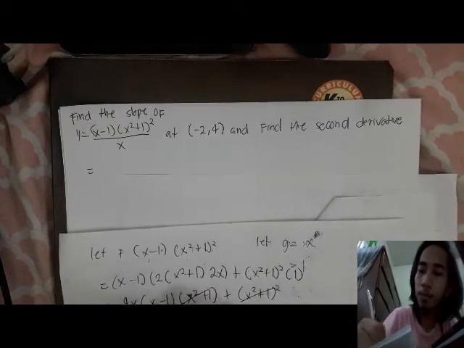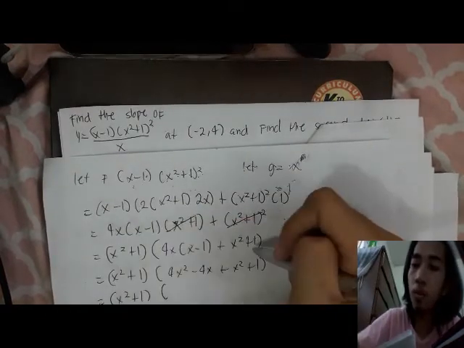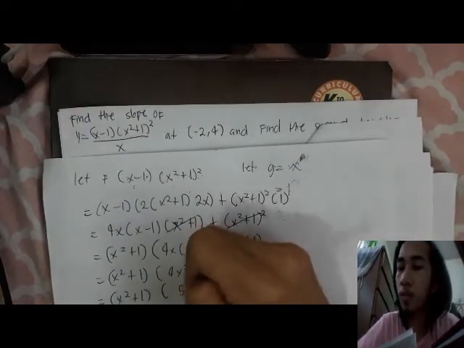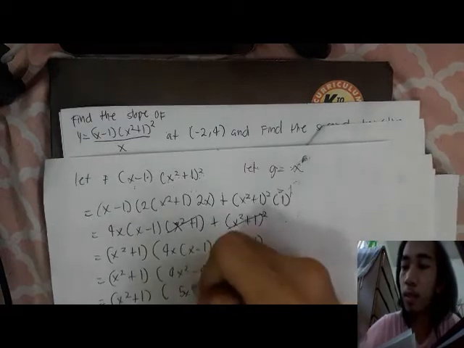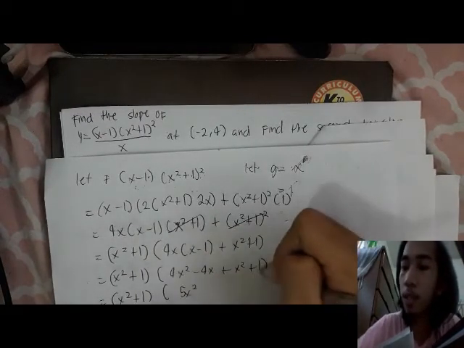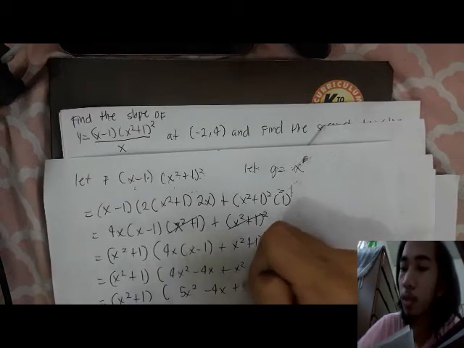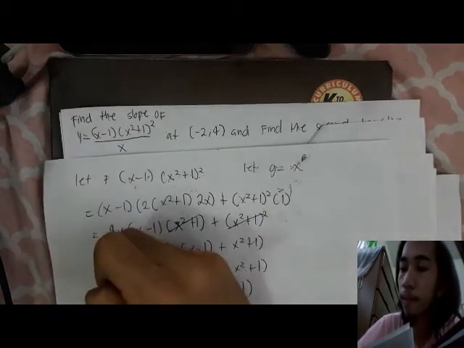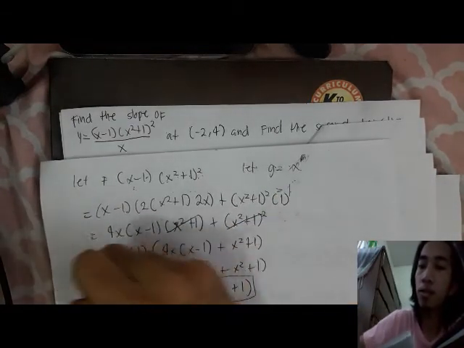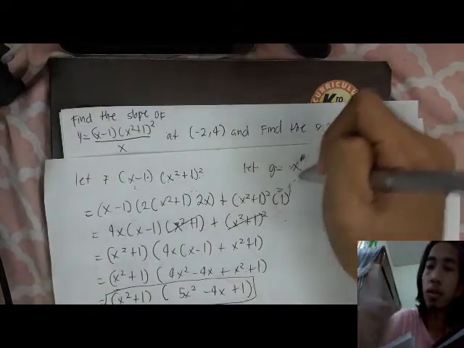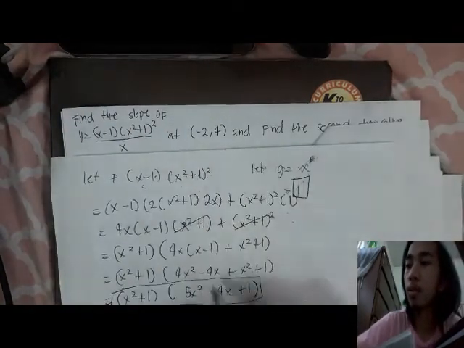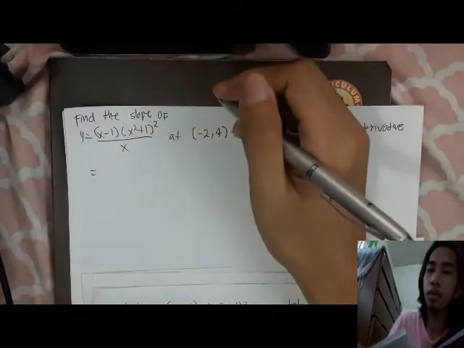So, simplify further. 4x squared plus x squared, naging 5x squared. Negative 4x, walang mga combine. Copy na lang yung dalawa. So, plus 1. So, ito ang derivative ng f natin. Then, ito ang derivative ng g, which is 1. So, hanapin natin ang derivative ng function na ito.